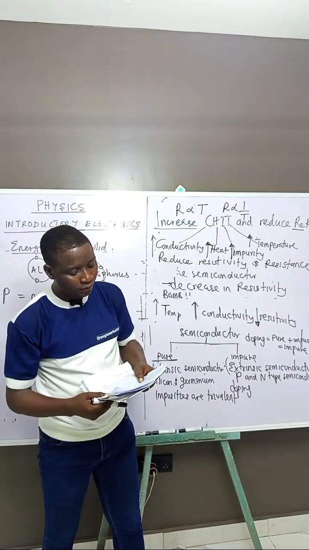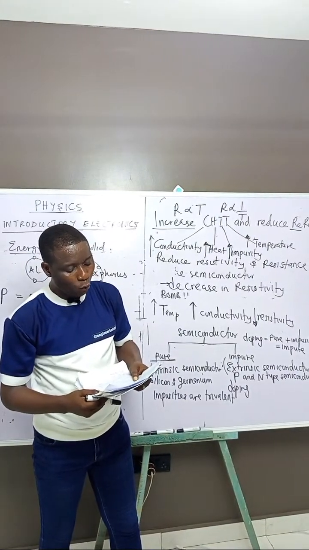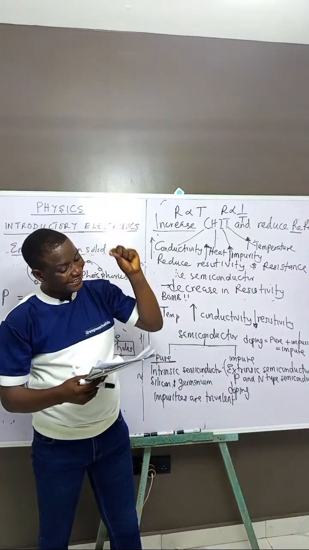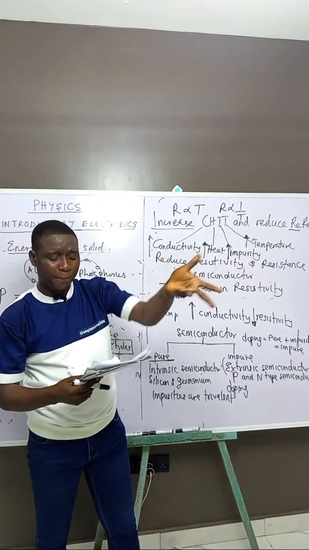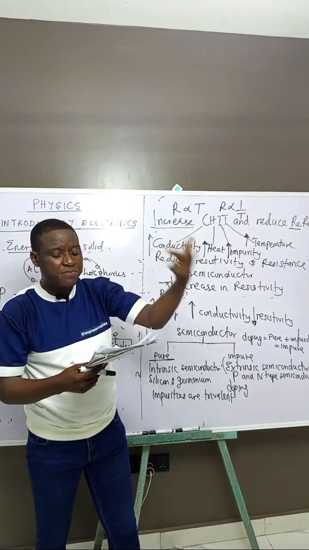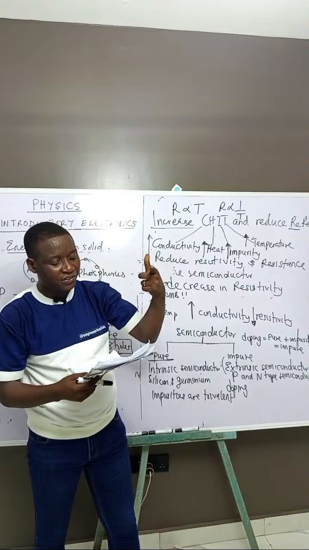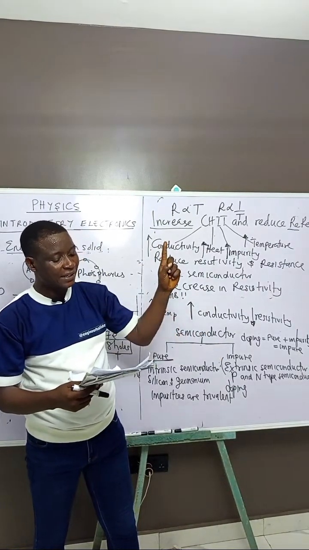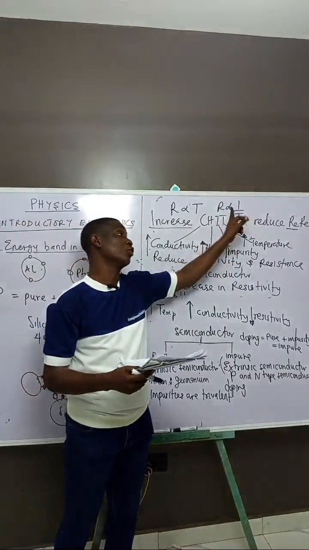I repeat again. When impurities are added to a semiconductor, what happens to the conductivity of the semiconductor? A, increase. B, decrease. C, remain constant. D, increase and then decrease. No. The answer is that it will increase. When impurity is added to a semiconductor, it will increase.